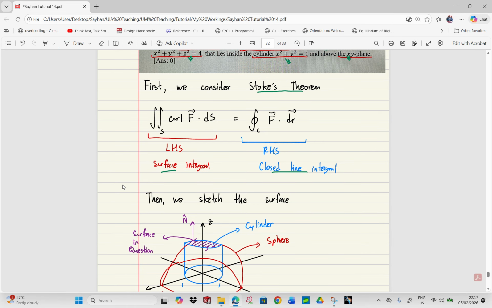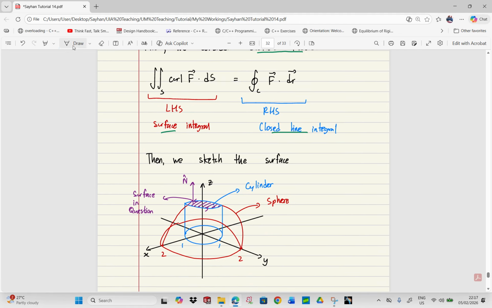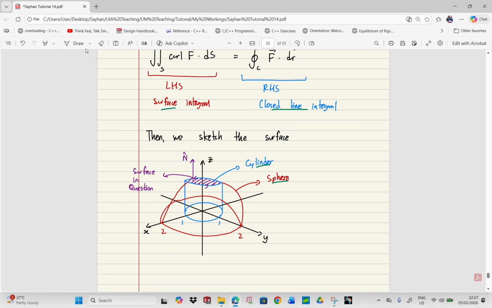Then we sketch the surface. The question said specifically that S, the surface, is a part of the sphere, and they mentioned that it lies inside the cylinder. Very important. So the sphere is not on top of the cylinder, it's inside the cylinder. It's sort of below the cylinder. So the cylinder is the one on top, and the sphere is on the bottom.